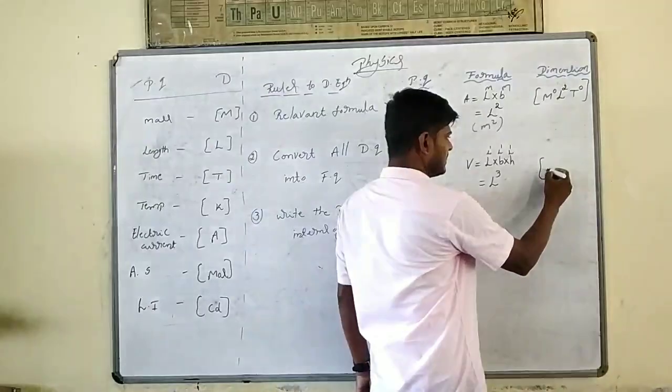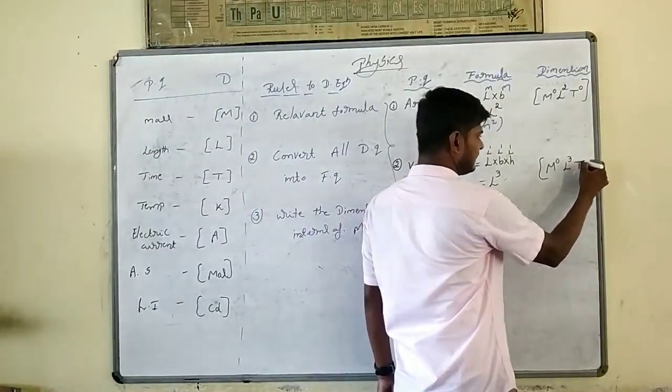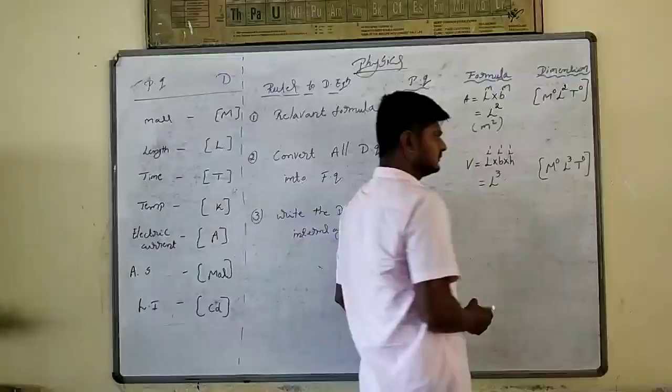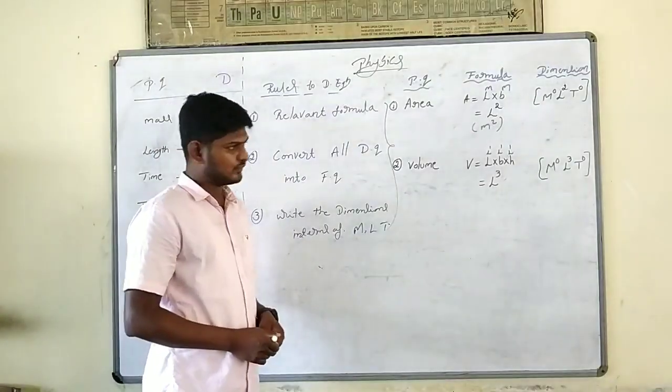Now M power 0, L power 3, T power 0. This is the dimension for volume.